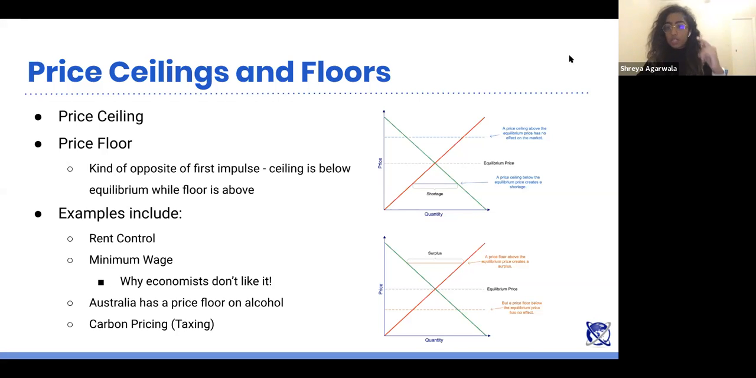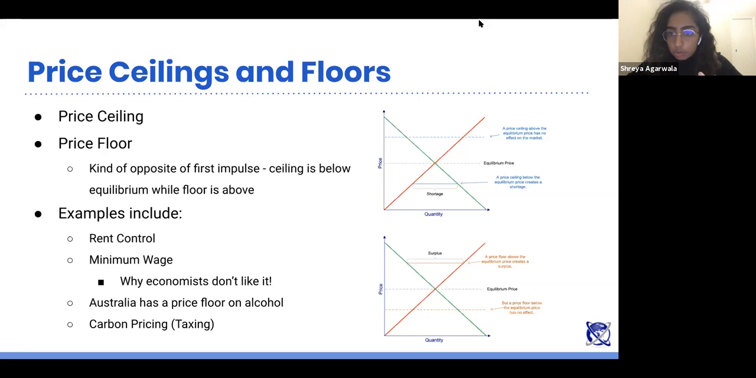Now, a government won't necessarily put a price floor or ceiling below or above the equilibrium price, and if they don't, then they're not making the best decision in terms of using those policies. But they're kind of opposite of your first impulse. You imagine a floor to be below you, so you'd expect it to be below the equilibrium price, but it's actually above the equilibrium price because it's forcing someone to pay more than the price that should be paid for the product. So you're going above the price, even though it's a floor. It's the opposite of what you would expect.